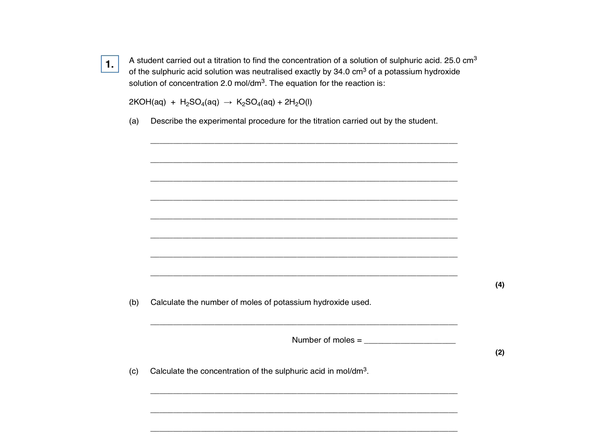So question 1 asks, the student carried out titration to find the concentration of a solution of sulfuric acid. 25 cm³ of sulfuric acid solution was neutralized exactly by 34 cm³ of a potassium hydroxide solution of concentration 2 moles per dm³. They give you the equation for the reaction. But first of all, what they want you to do is describe the experimental procedure carried out by the student.